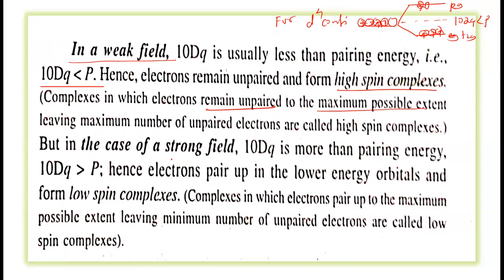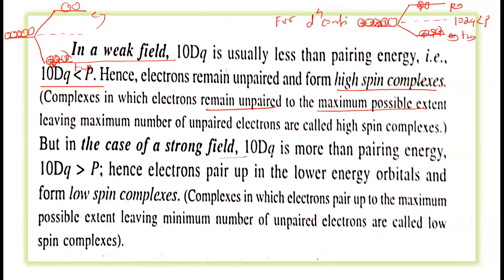But now in the case of a strong field ligand, 10 Dq is more than the pairing energy. Let us show this. The energy gap between the t2g orbital and eg orbital will be higher here. This is the t2g orbital, this is the eg orbital, and now this energy gap will be higher. So for the d4 configuration, as this energy gap will be higher, the first 3 electrons will enter the t2g orbitals. And the 4th electron gets paired up in the lower t2g orbitals because the ligand field will be strong.